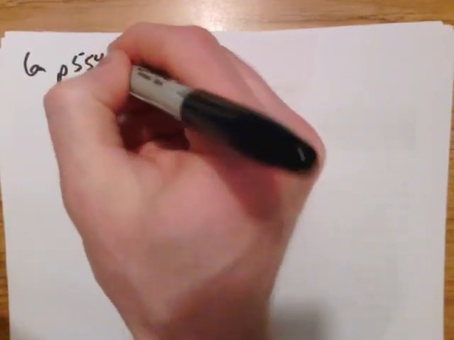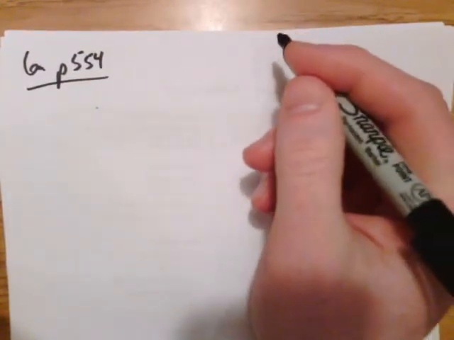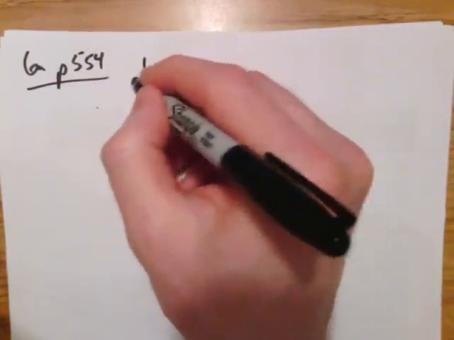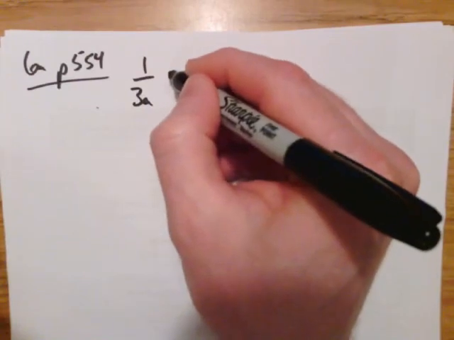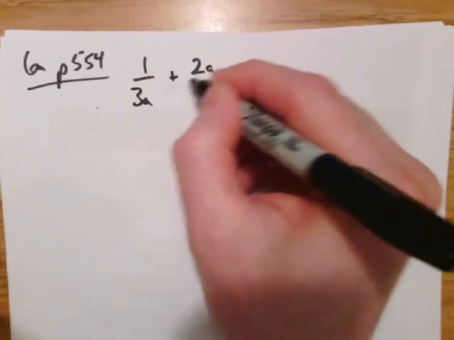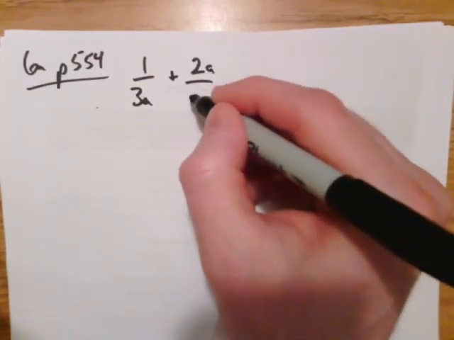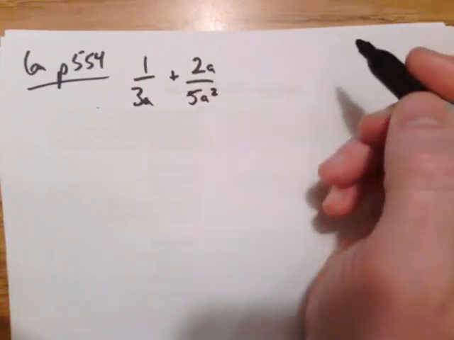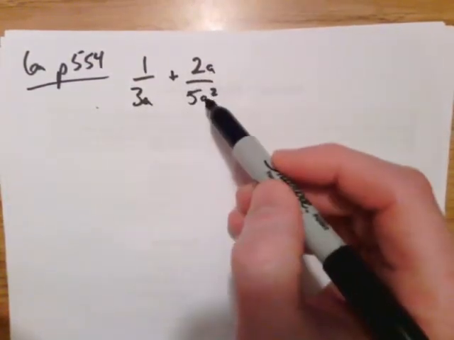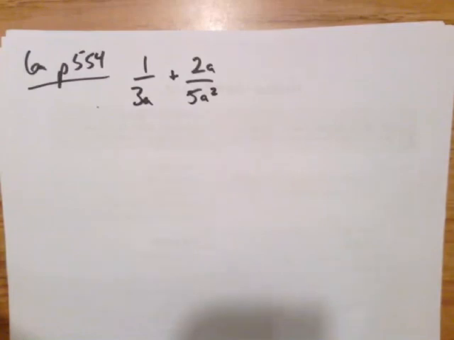6A is on page 554. So 6A, page 554. Simplify, it says 1 over 3a plus 2a over 5a squared. Simplify, so do the math that's shown. So we need to find a common denominator. It's easiest if we find the lowest common denominator, but really anything is going to work.